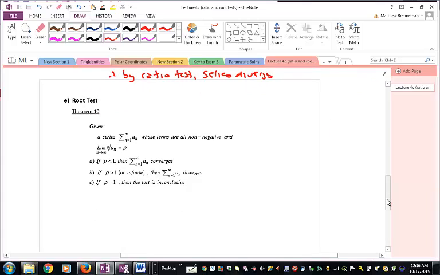Now, next we're going to look at the root test. And the root test is going to be somewhat similar to the ratio test, except now we're going to look at the nth root of the nth term and take its limit. And again, we're going to let that limit be equal to rho. If rho is less than 1, the series converges. If it's greater than 1, it's going to diverge. And again, if it's equal to 1, it ends up being inconclusive. We cannot tell. Okay?